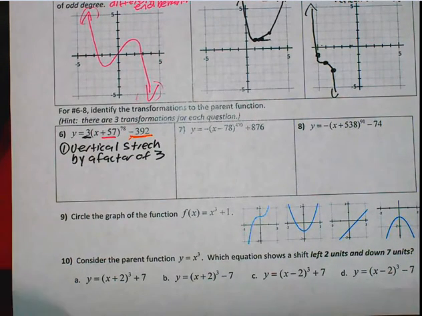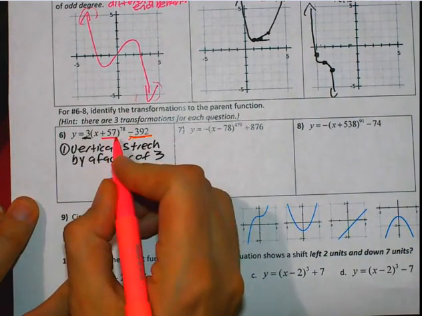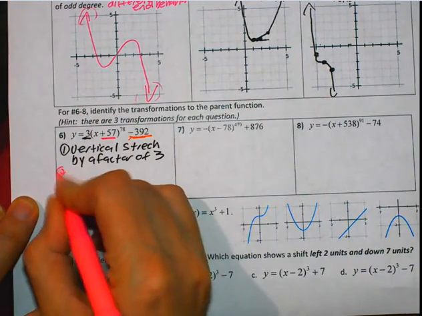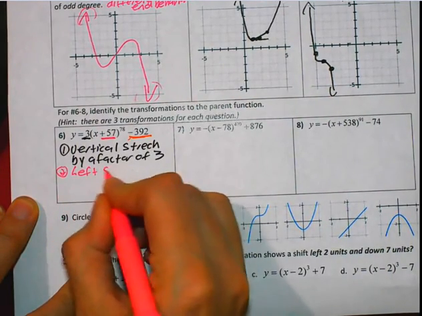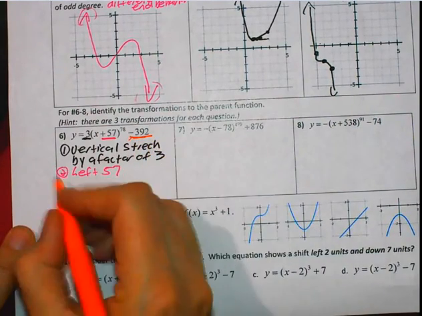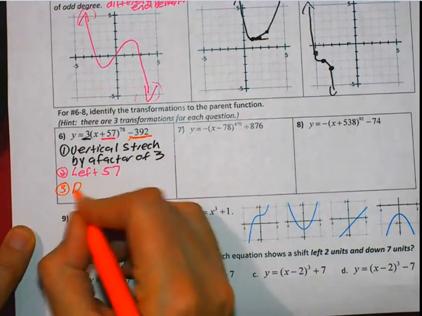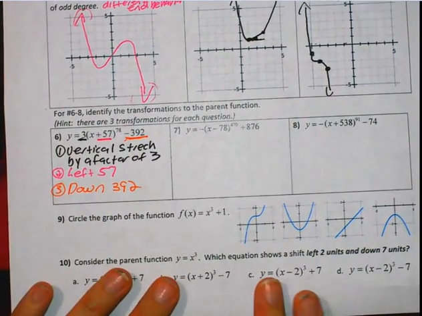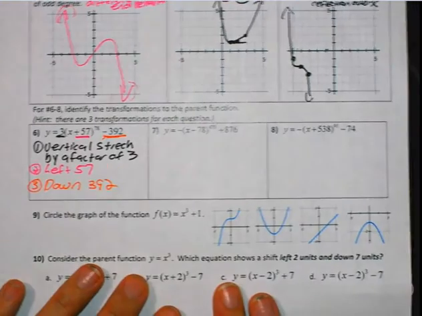Okay, so the next one, we know plus 57, which is a lie, so it's going to the left 57. So left 57. And then negative 392, so down 392. Okay, let's go to the next one.